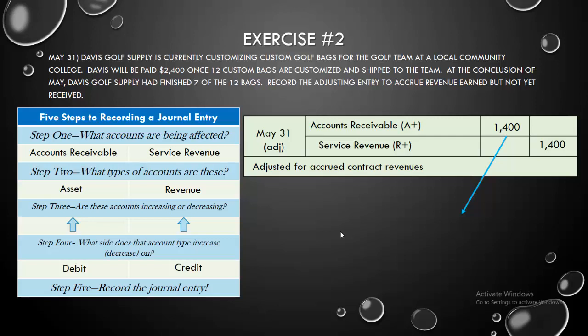Why are we adjusting for $1,400? Well, how'd I get there? The total amount of the contract is $2,400. It's for 12 bags. Well, we completed 7 of those 12 bags, which means they owe us 7/12 of the total contract value. Since the total contract value is $2,400, if you multiply it by 7/12, you come up with $1,400 in this adjustment.